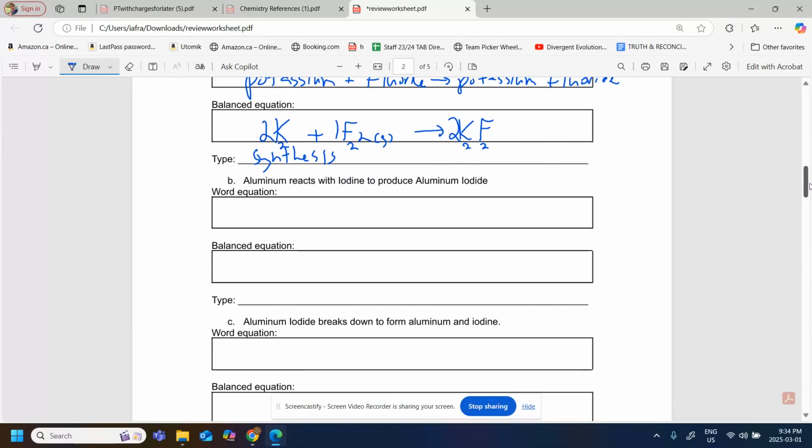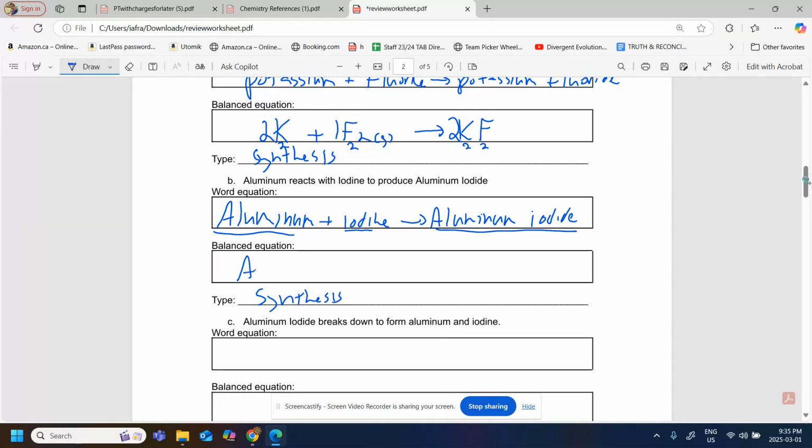Let's try this other one out here. So we have aluminum reacts with iodine to produce aluminum iodide. So try it yourself. Pause the video and then unpause and check your work. So we have aluminum reacting with iodine, and it's producing aluminum iodide. You can tell that's two things making one. So we have a synthesis again.